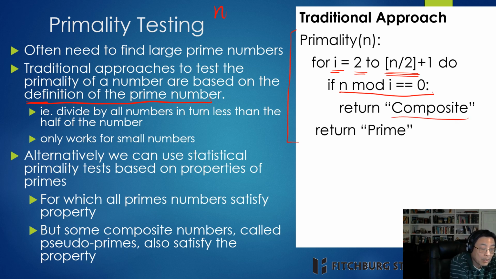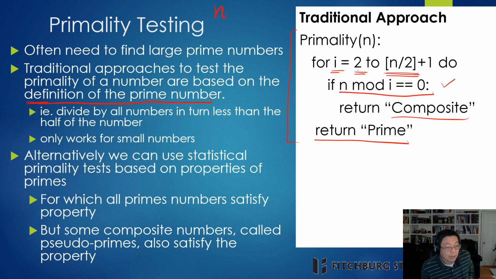Now, if for all the i's from 2 to half of n, none of this is true, that means we never execute the if statement. Then we return prime. That means n is a prime number. So this is a traditional approach. Now you think, oh, that's simple, right?